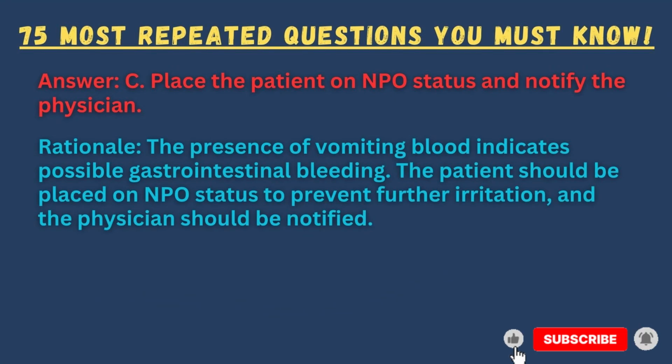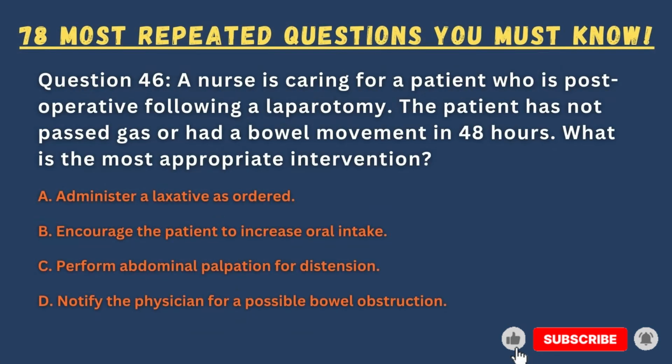Answer: C. Place the patient on NPO status and notify the physician. Rationale: the presence of vomiting blood indicates possible gastrointestinal bleeding. The patient should be placed on NPO status to prevent further irritation, and the physician should be notified. Question 46. A nurse is caring for a patient who is post-operative following a laparotomy. The patient has not passed gas or had a bowel movement in 48 hours. What is the most appropriate intervention?